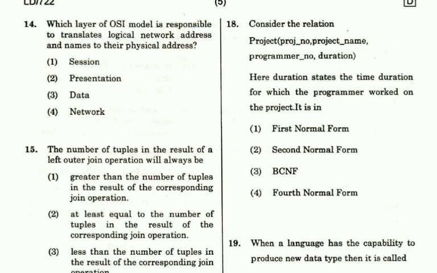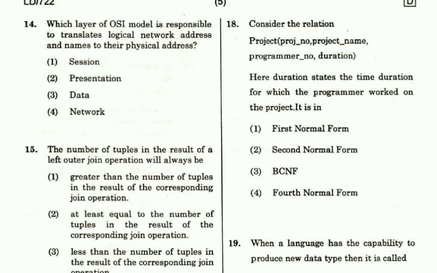And second normal form, it ensures that there is no partial dependency. That means all non-key attributes must depend on the full primary key. So in this case, programmer number and duration depend only on project number, meaning it is in 2NF but not necessarily in the higher normal form. So option 2, second normal form is the correct answer.